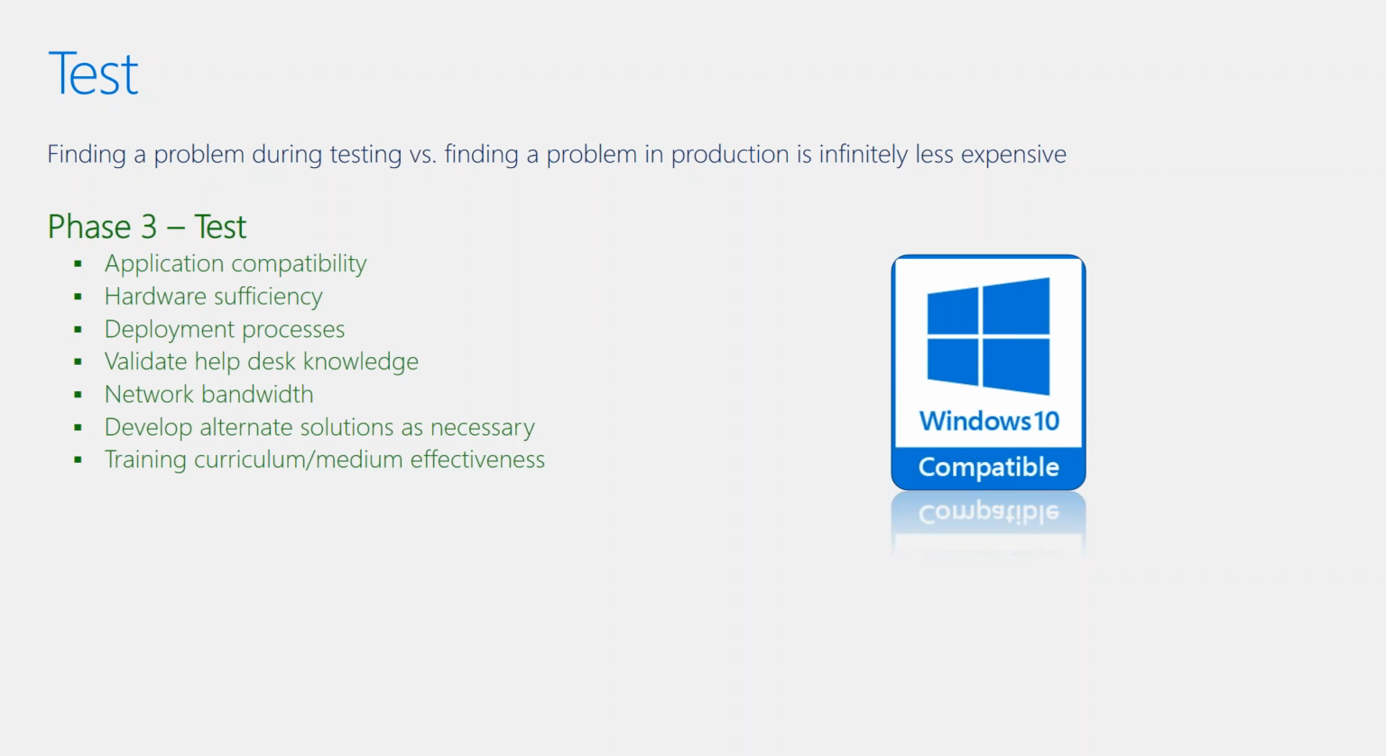The key part with testing is look at all your different components and make sure they're included in your test plan. Because finding a problem during testing versus finding it in production, it's so much easier to deal with in a test environment.